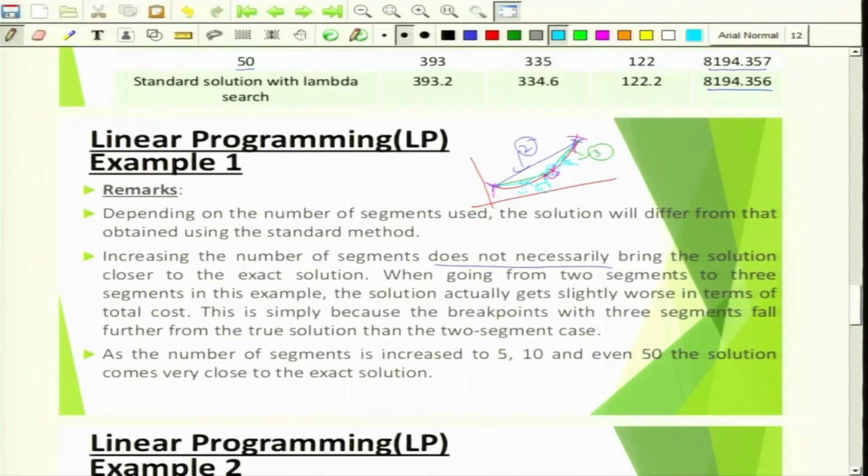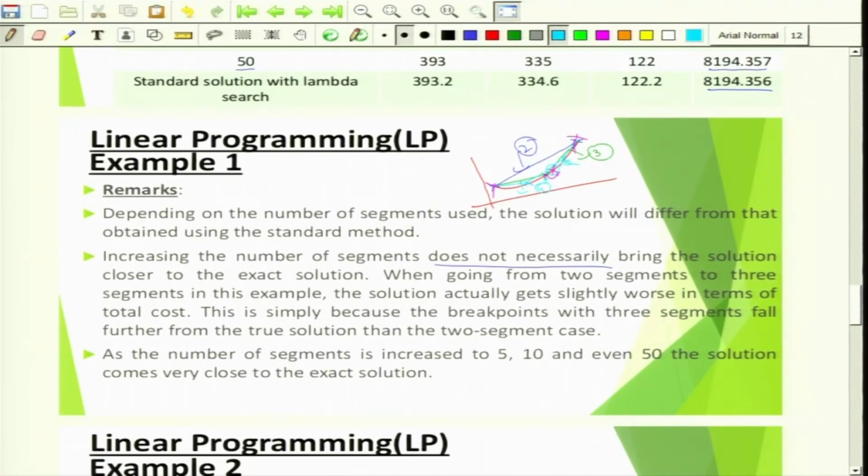But one thing is for sure: if you increase the segments to 100 or 150, then there is a very high chance that the true solution, wherever it may lie within the plane, you will get a closer value with respect to the true. As the number of segments is increased to 5 and 10 and even 50, the solution comes very close to the exact solution.